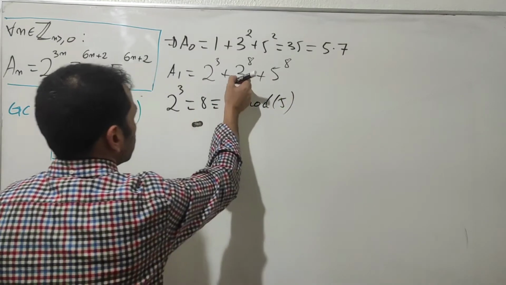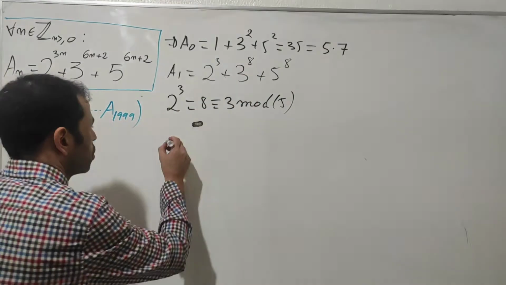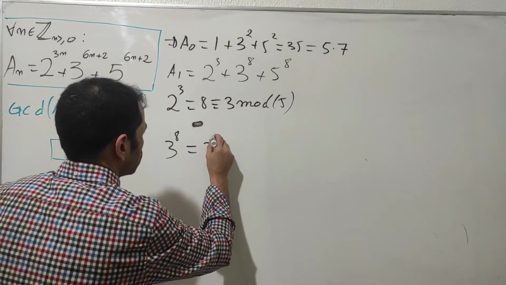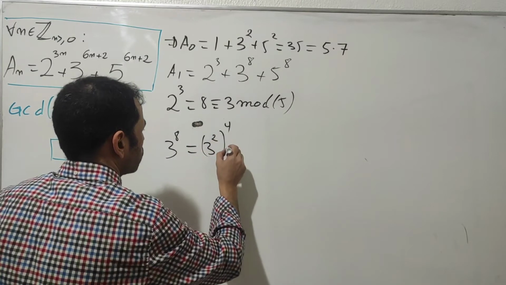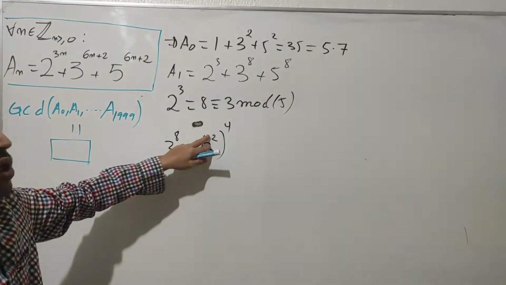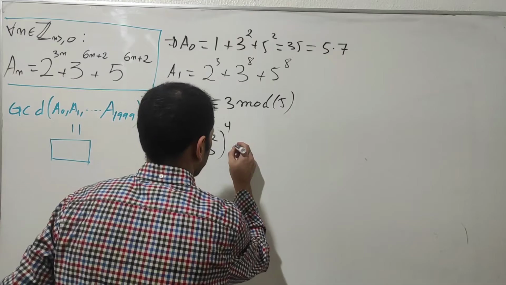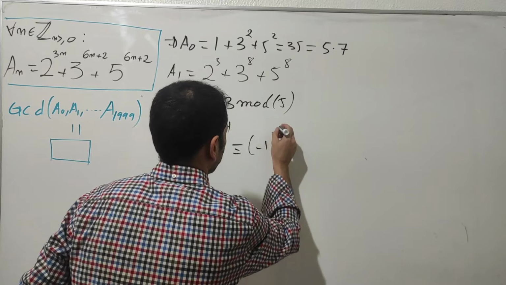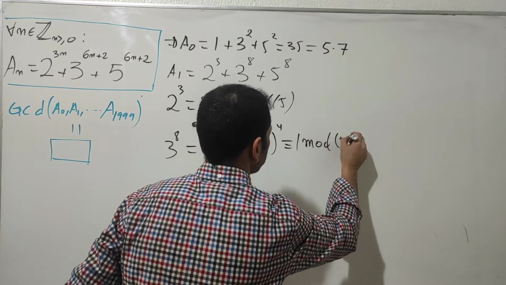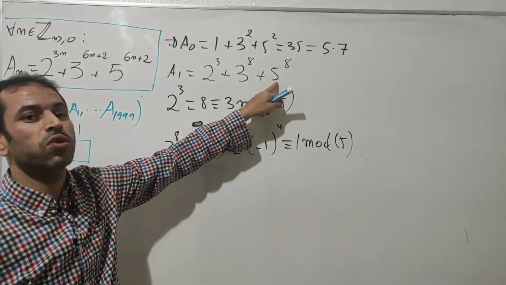Now let's move on to the second term, which is 3 to the 8. It's simpler as 3 squared, all raised to the number 4. If I reduce this to mod 5, we know 9 is congruent to minus 1 mod 5, so we have minus 1 all raised to the 4, which is congruent to 1 mod 5. Let's move on to the last one. The last one is clearly 0 because you reduce it to mod 5.